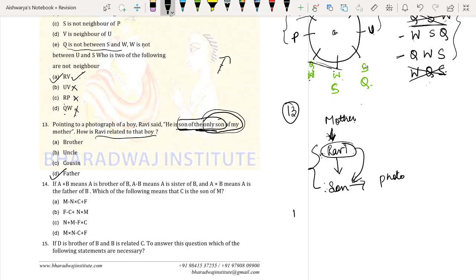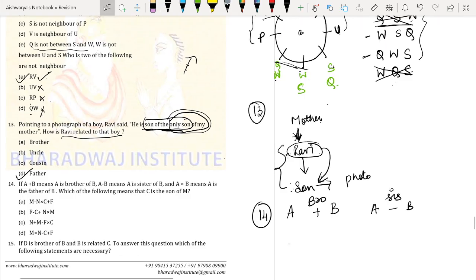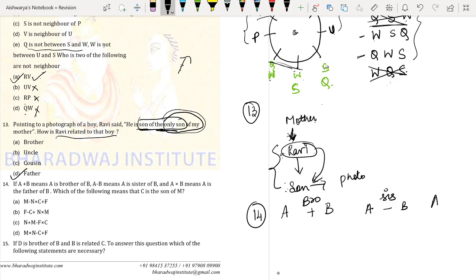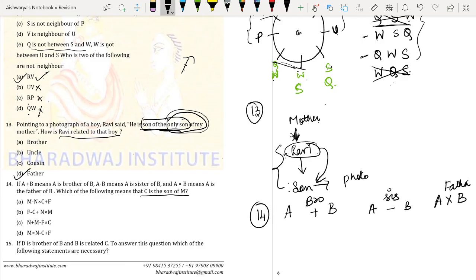Let's go to 14th question. 14th question is very different. We have not done this type of a question in our class. Okay, so let me write down. A plus B means brother. This is brother code. Okay, A minus B means sister. A into B means father. Which of the following means C is the son of M? Okay, so you just have to evaluate each and every option and see what happens.